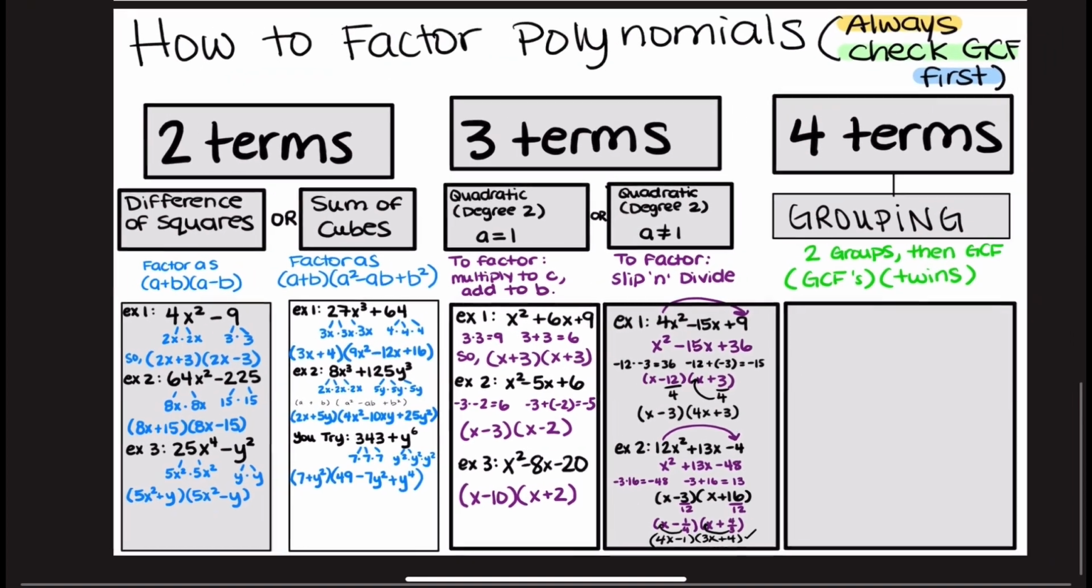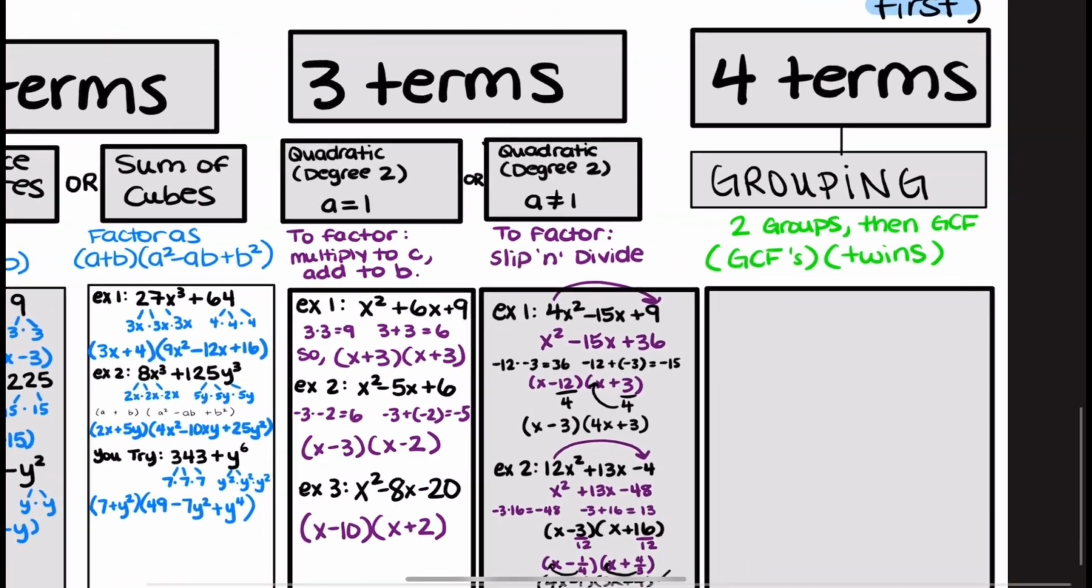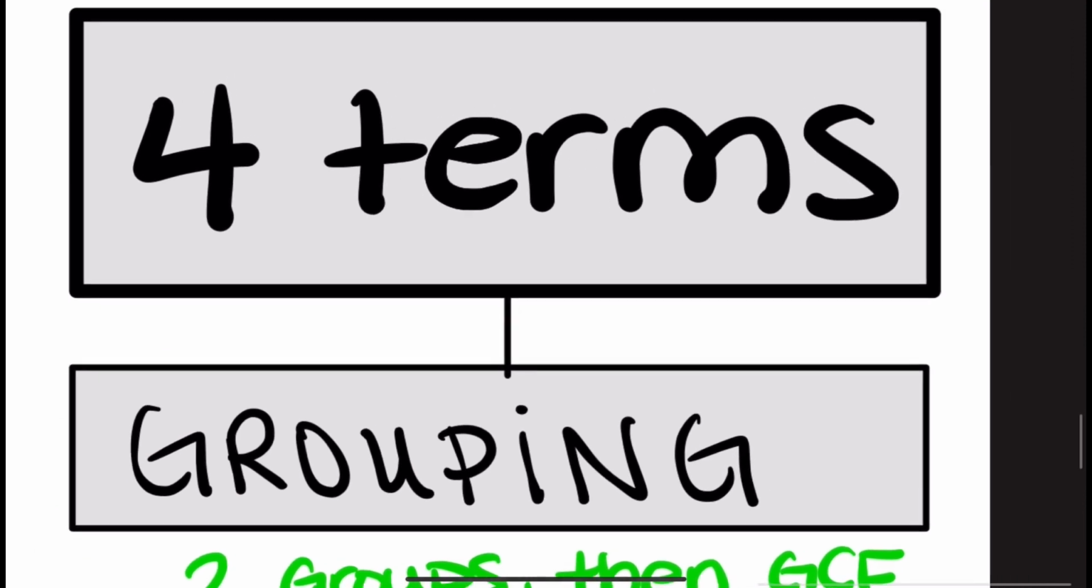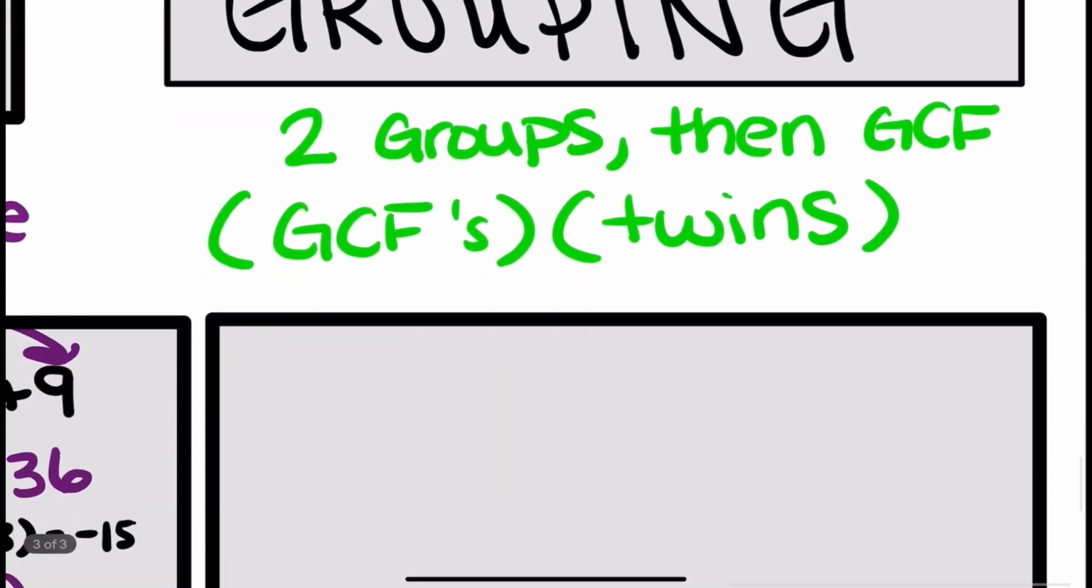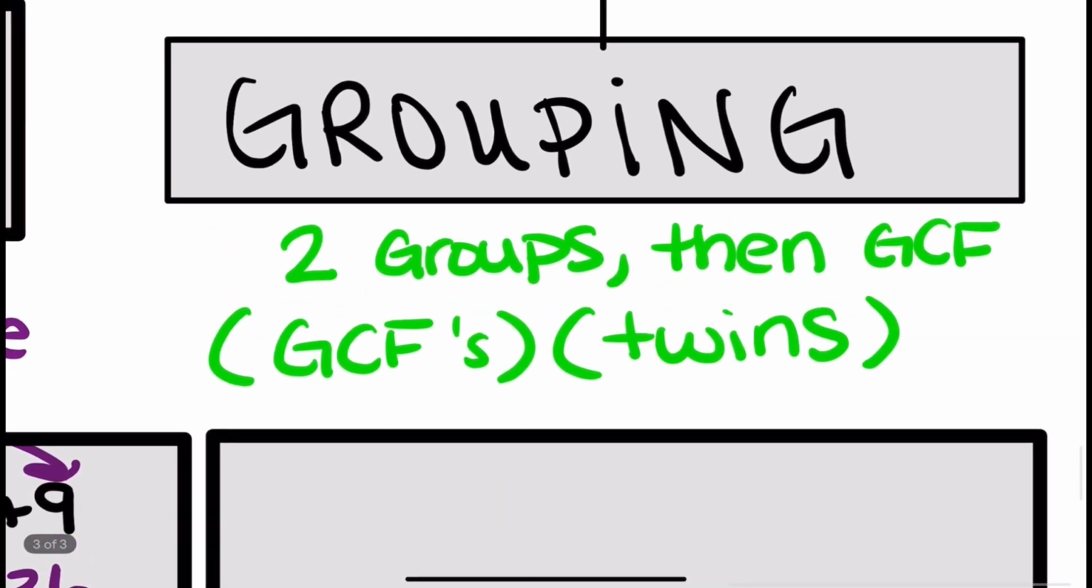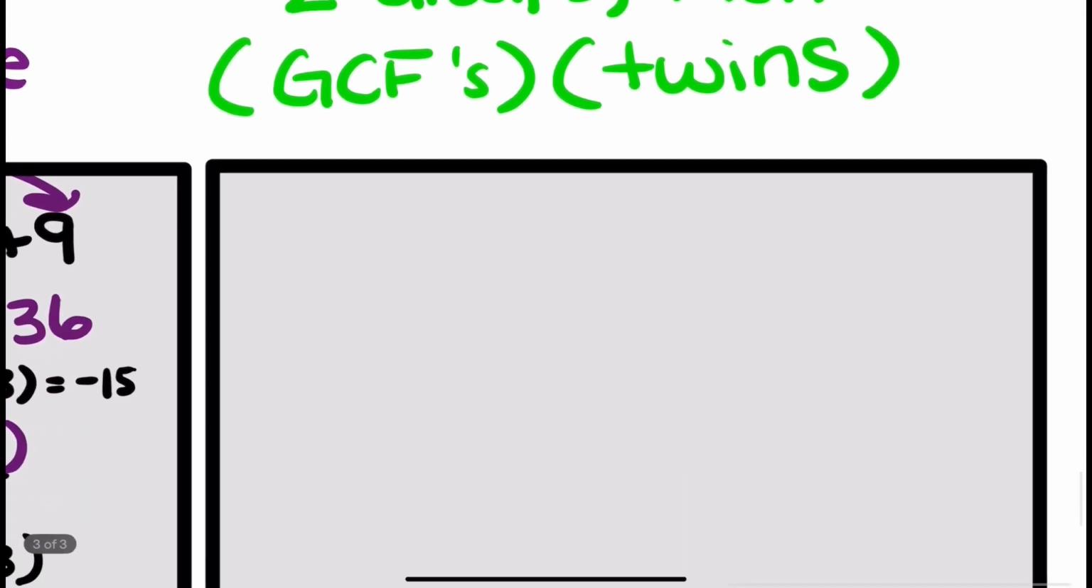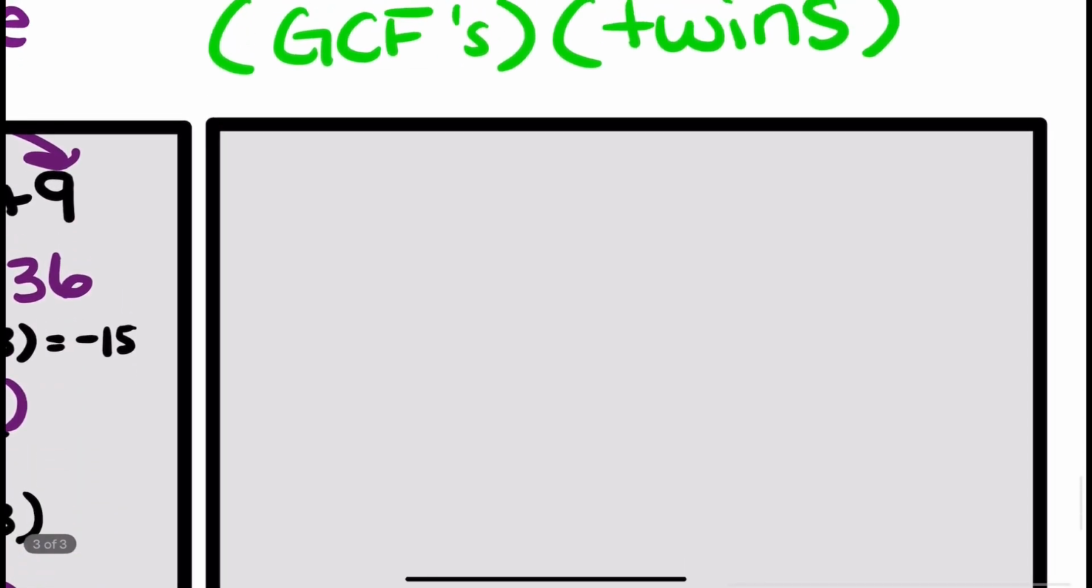Okay, so now we're going to work on 4-term polynomials. So for 4-term polynomials, you're going to use the grouping method. So in this method, you're going to create two groups and then factor out the GCF of each group. And your final answer is going to be the GCFs in one parentheses and the twins in another parentheses. So watch to see what happens.